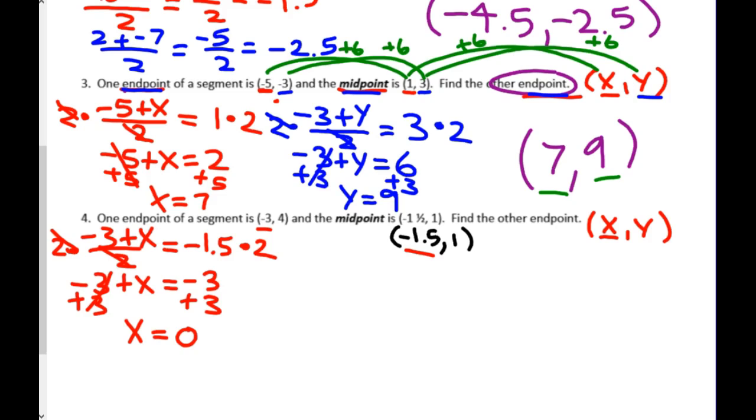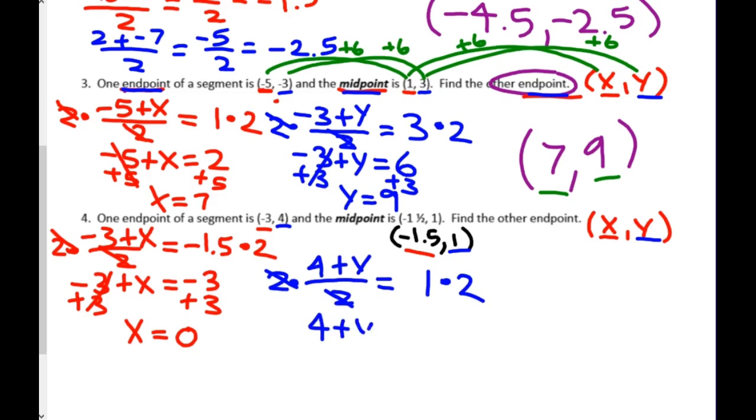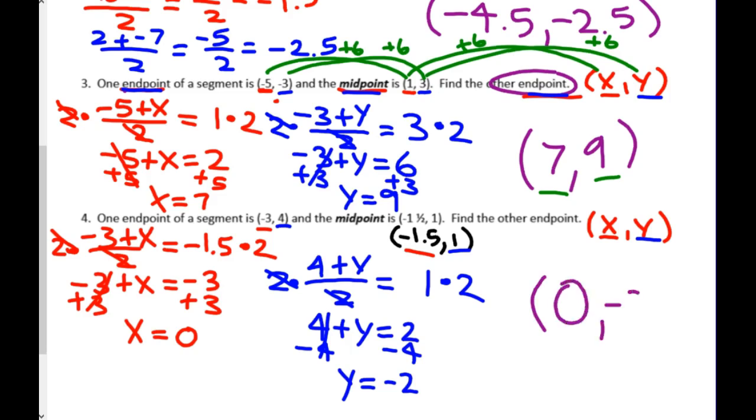And then with the y's, 4 plus y divided by 2 equals the midpoint y, which is 1, times 2 times 2. 4 plus y equals 2. Minus 4 gives you negative 2. So our answer is a coordinate pair. 0, comma, negative 2 is the other endpoint. Cool.